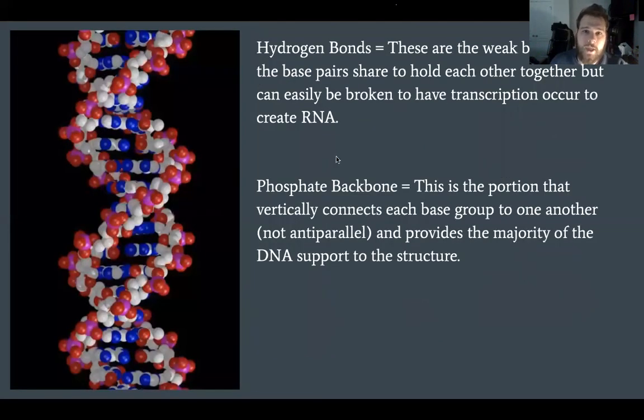Hydrogen bonds are the weak bonds that the bases share in order to hold each other together, and they can be easily broken to have transcription occur to create RNA. Phosphate backbones are a portion of the structure vertically connecting each base group to one another. They are not the antiparallel portions and provide the majority of the DNA structure.